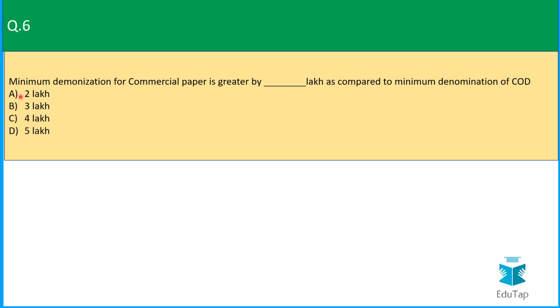Let's see who can answer the next question. Minimum denomination, here it's written wrong, denomination. So the minimum denomination for commercial paper is greater by dash lakh as compared to the minimum denomination of CD. Now this is a bit application related question. The question is by how much the minimum denomination of commercial paper is greater than the minimum denomination of CD, that is certificate of deposit. Let's see who can answer this question. Avinesh Ranjan has answered it as 4 lakh.